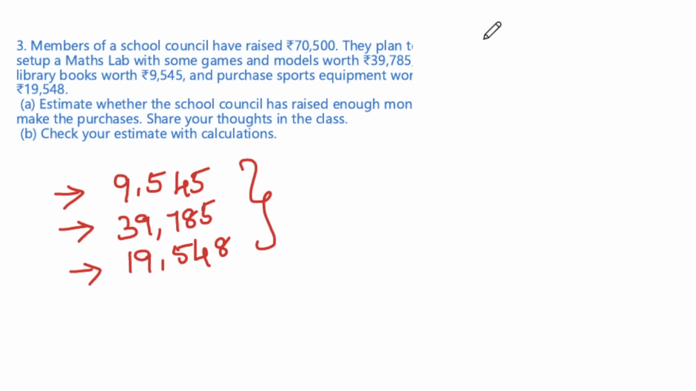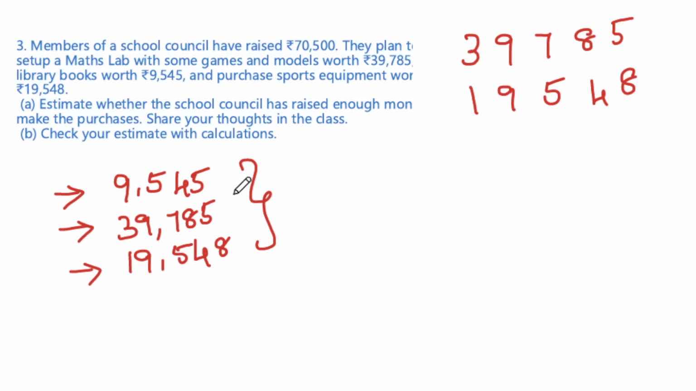Okay, so by adding. So first we'll put the larger number, 39,785, plus 19,548, and we have 9,000. So it goes in thousands place, 9,545.